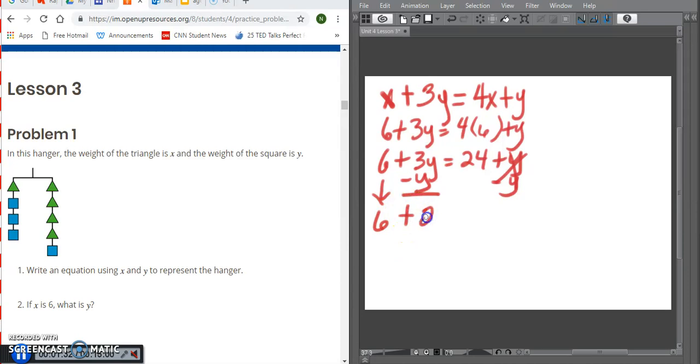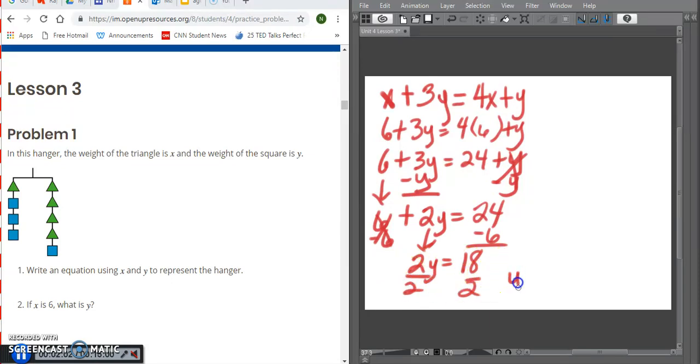And that will leave me with 6, because this is just going to come on down, plus 2y equals 24. And I have not yet gotten y by itself, so that means the 6 has to go now. So I'm going to subtract 6. And that's going to leave me with, because this is going to cancel out, 2y, positive 2y, is equal to, and when I subtract this, I'm going to get 18. And then I'm going to further simplify and get y by itself by dividing by 2, and y equals 9.